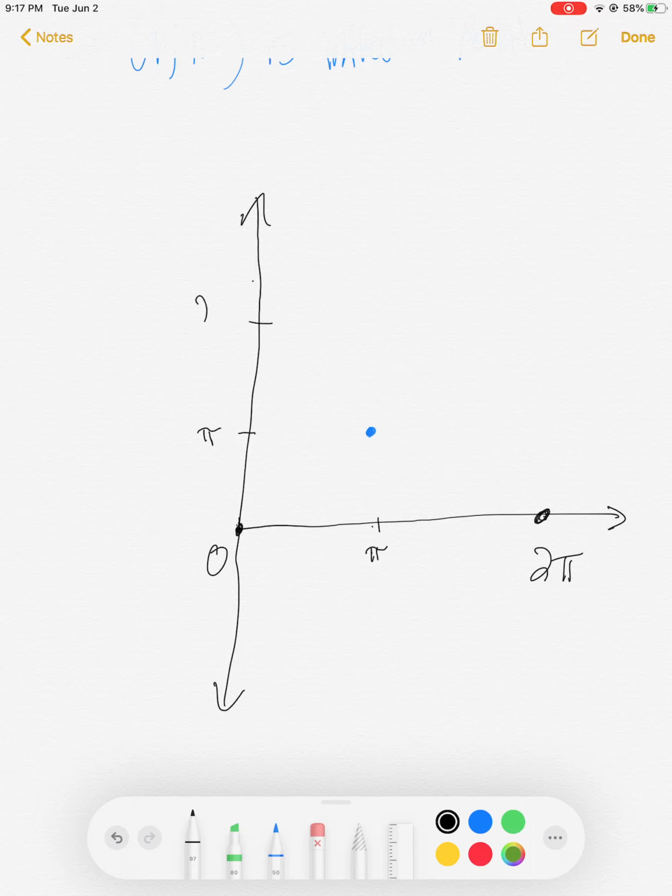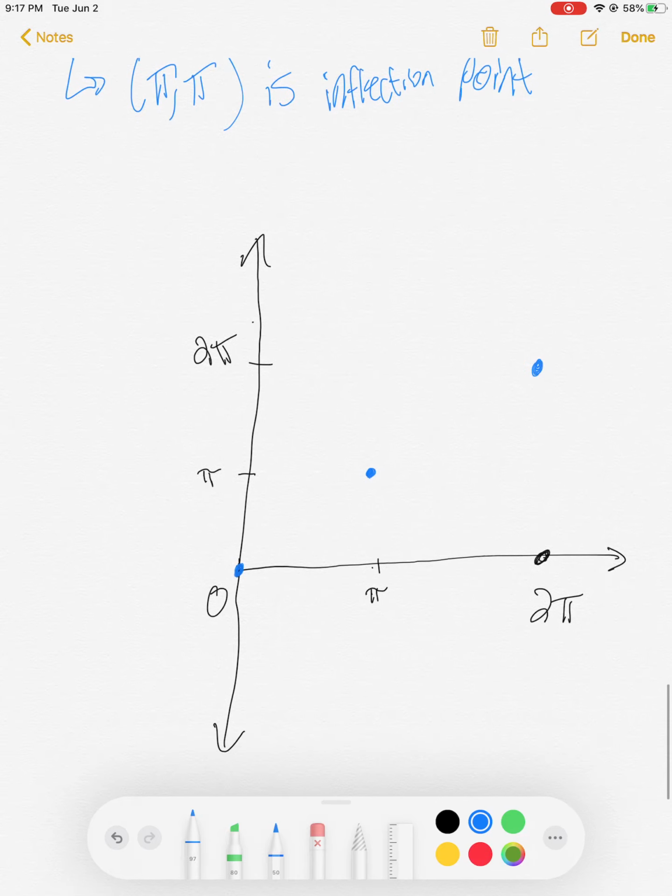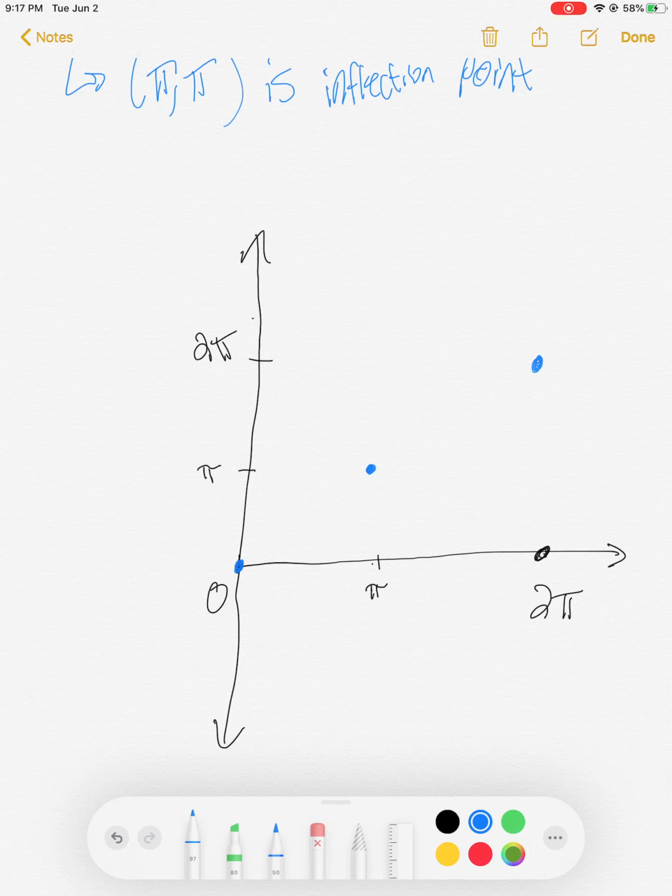What other points did we emphasize? We also emphasized that there was a global max at 2 pi. So let me go ahead and map 2 pi. So 2 pi is maybe up here, and we've got this point at 2 pi, right about there. So that is our global max. And then, of course, we have our global min down here at 0, 0. So this is a starting point.